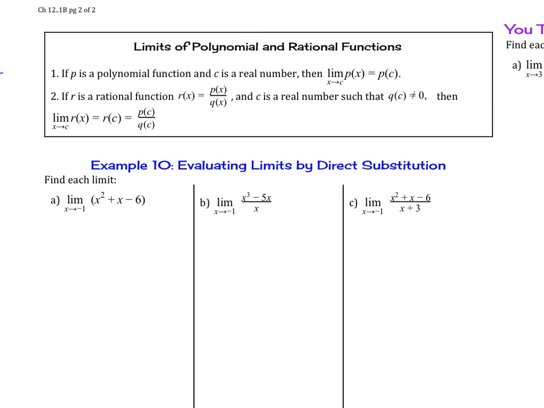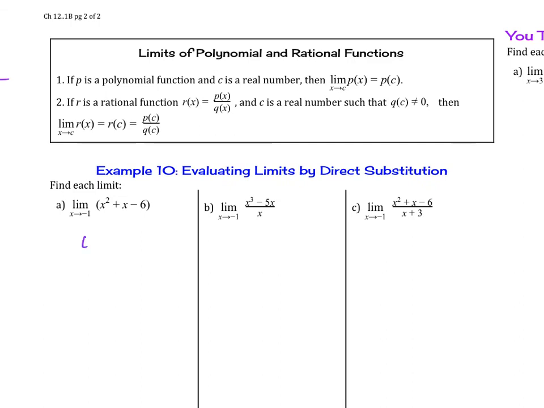Now let's look at limits of polynomial and rational functions. If p is a polynomial function and c is a real number, then the limit of p of x as x approaches c is p of c. If r is a rational function, r of x equals p of x over q of x, and c is a real number such that q of c is not 0, then the limit of r of x as x approaches c equals r of c, or p of c over q of c. Now we're just going to find each limit by direct substitution. We're not factoring or doing anything like that yet. We're just plugging everything in and finding out what the answer is.